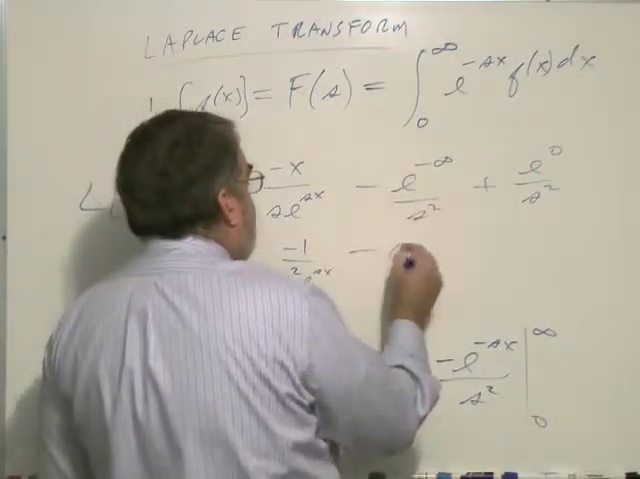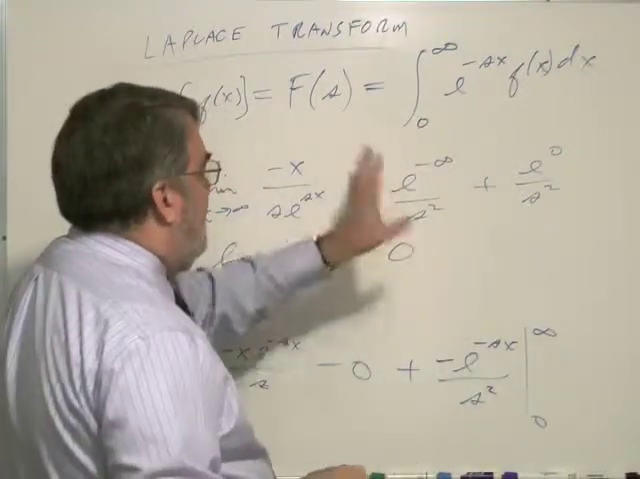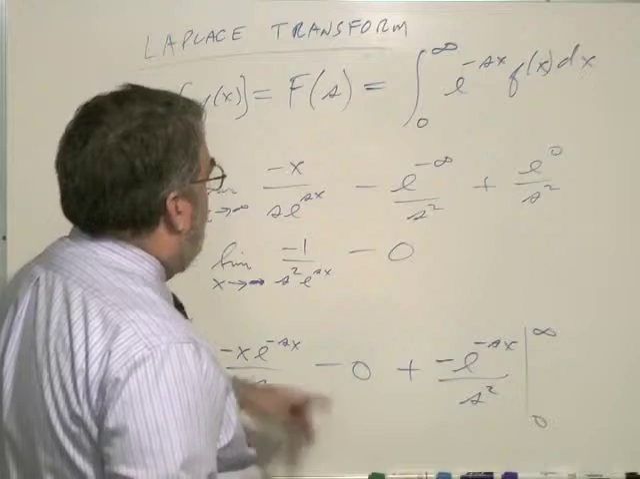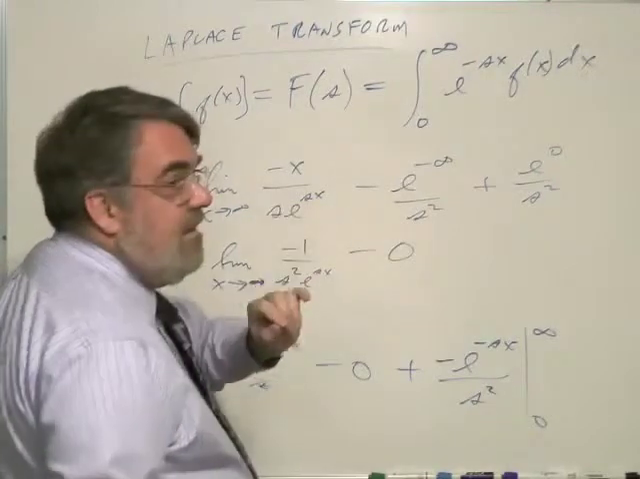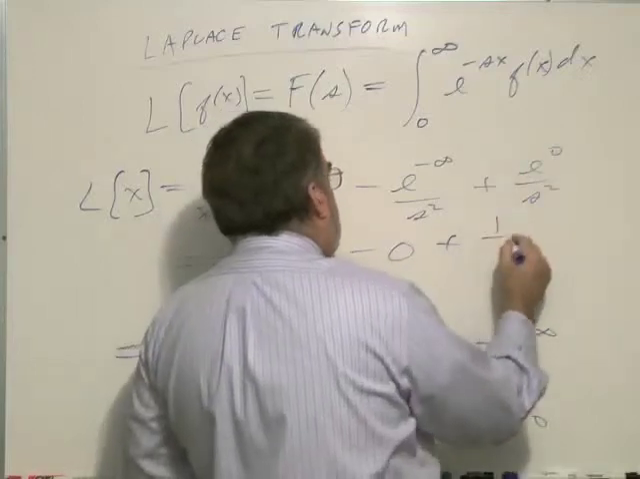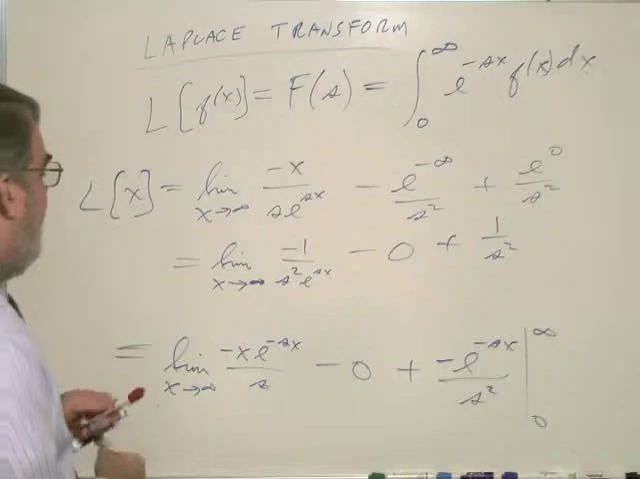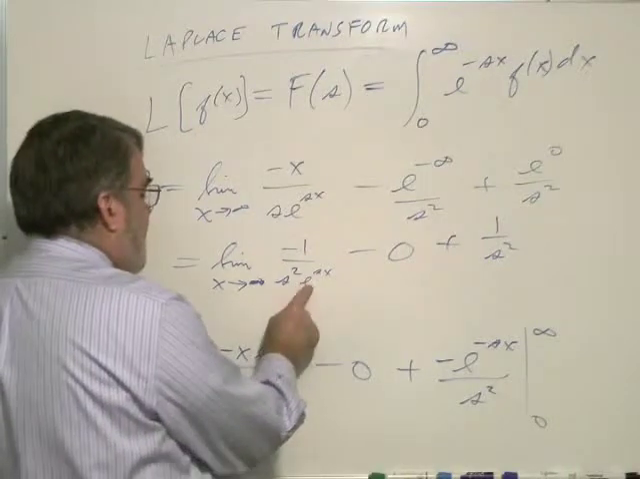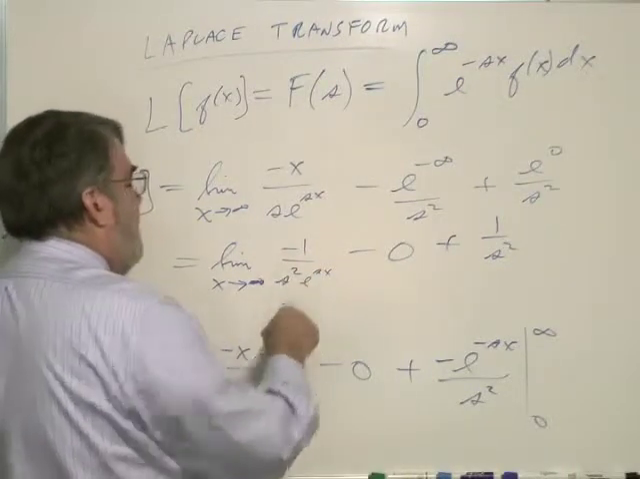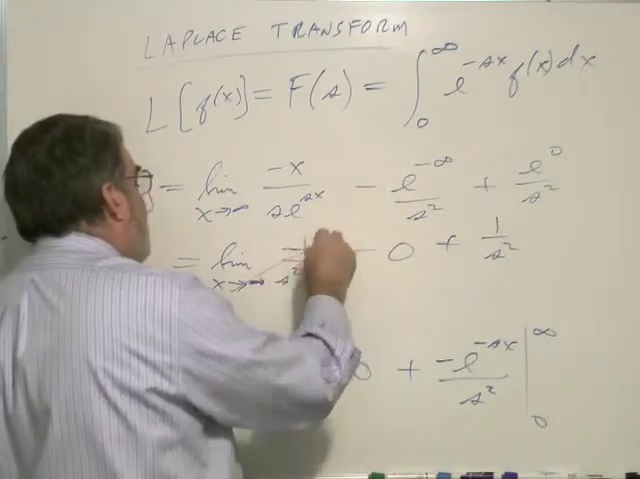This is 0, because that limit goes to 0. E to the minus infinity just gets incredibly small over s squared. S, again, is a constant. Plus 1 over s squared. Okay, and now when we evaluate this limit, the denominator goes to infinity, the numerator is constant, so the fractions get smaller, this just goes to 0.